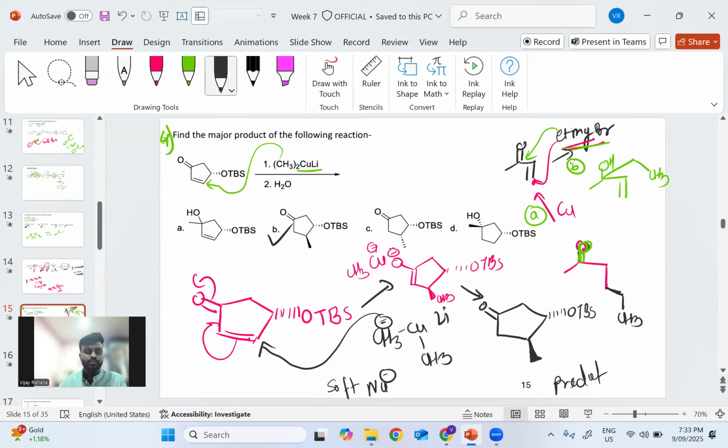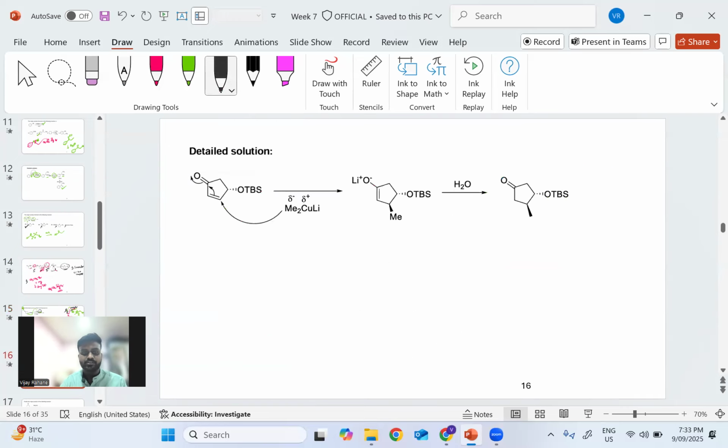Here the stereochemistry involvement is there, so you need to keep that in mind. And secondly, in the presence of copper, Grignard-type nucleophiles act as softer nucleophiles and show the 1,4 addition instead of 1,2 addition, that is, instead of addition on the carbonyl group. So option B is the correct option here. You can refer to the detailed mechanism, which is clearly written. You can note it down from this.